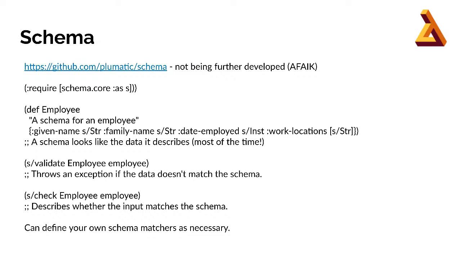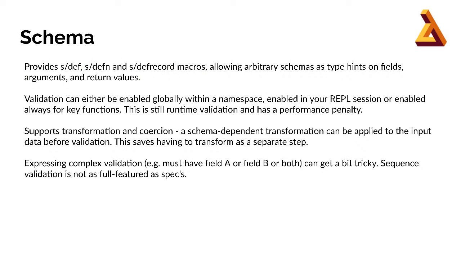So we can validate employees and throw an exception if they aren't right. You can check whether they're right or not. You can write your own matchers as well, which is quite nice. You can actually wrap functions using sdefn, and you can wrap variables using sdef. So they're sort of like type hints on fields and arguments. And then anything wrapped with sdefn, you can enable runtime validation globally in your namespace or in your REPL session, or if there's some really important function that you want to make sure is absolutely right all the time, you can enable that for some functions all the time. But obviously, it is runtime validation, and you have to pay a cost in terms of performance, which is just the way it is.